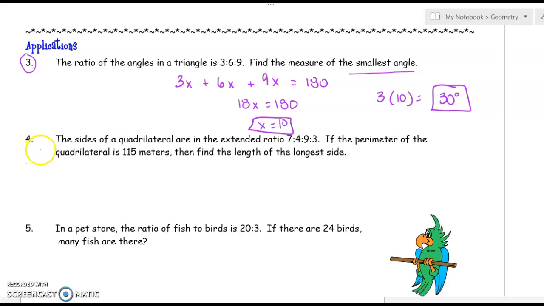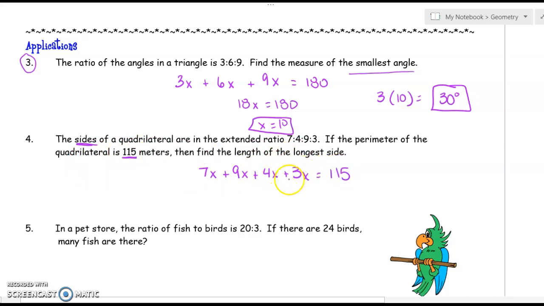Number 4 is pretty similar. It's got the sides of a quadrilateral are in the extended ratio 7 to 4 to 9 to 3, and the perimeter is 115 meters. Find the length of the longest side. So this time we're talking about sides, and we know that the perimeter is 115. So obviously in a perimeter, you add up all the sides. The sides are not going to be 7, 4, 9, and 3. They're going to be multiples. So we're going to have 7x plus 9x plus 4x plus 3x. All of those sides are going to add up to equal 115.